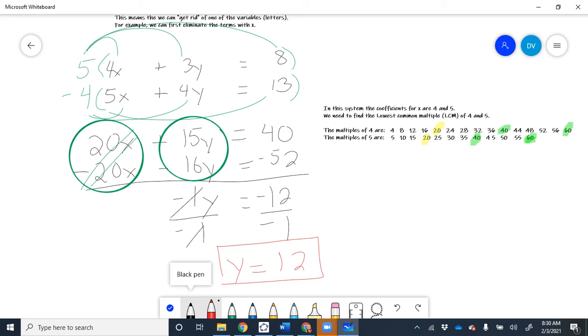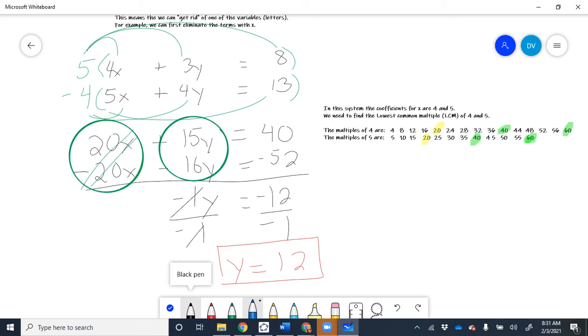Okay. And we were able to do that because we eliminated x. We had an equation right here that didn't have an x in it. Because we added negative 20x and positive 20x, we eliminated it. And we have a much easier equation. We're not done, by the way. We found y, and now we need to find x.